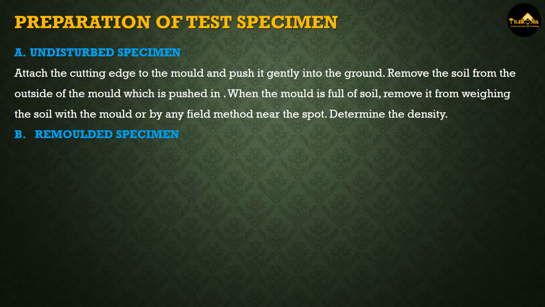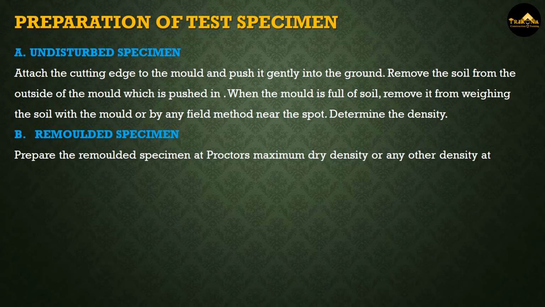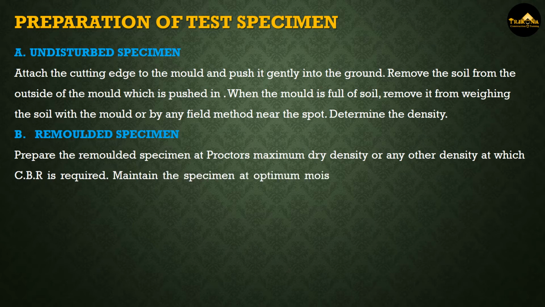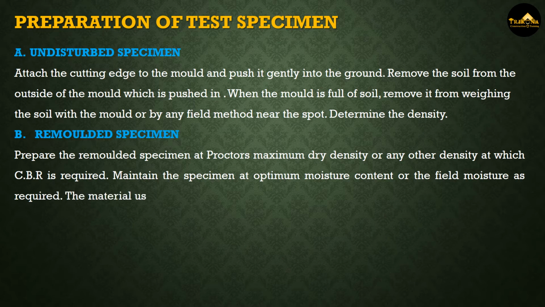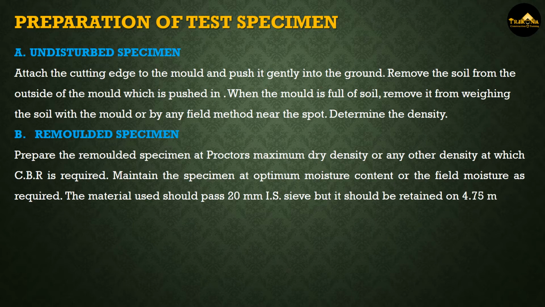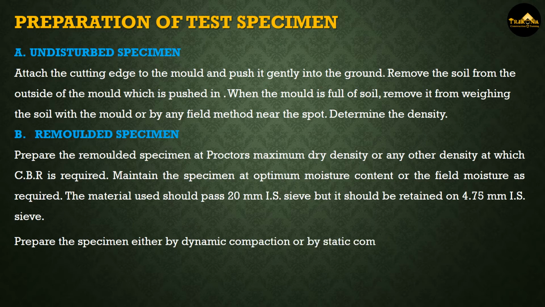Remolded specimen. Prepare the remolded specimen at Proctor's maximum dry density or any other density at which CBR is required. Maintain the specimen at optimum moisture content or the field moisture as required. The material used should pass 20 mm IS sieve, but it should be retained on 4.75 mm IS sieve. Prepare the specimen either by dynamic compaction or by static compaction.